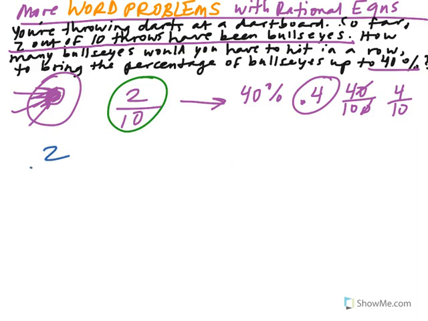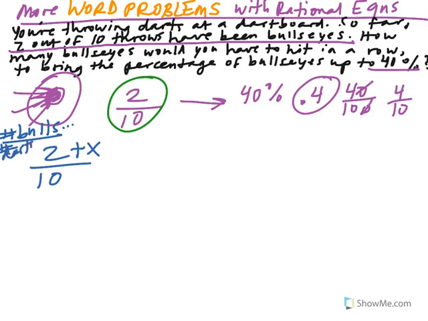Alright, so we're starting with our ratio of 2 over 10, and we don't know how many darts we need to throw. So let's just call the number of darts we need to throw in a row to bring the percentage up, let's just call that x. Alright, so we're throwing x more darts. So we'll have, of course, x more bullseyes. Because remember, this 2 over 10, this is the number of bullseyes over the number of darts thrown.